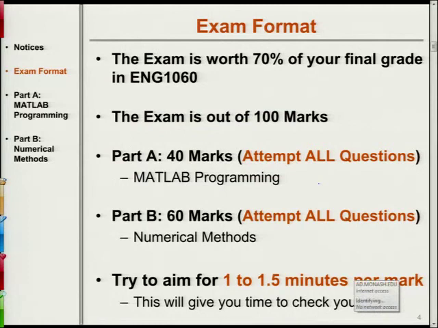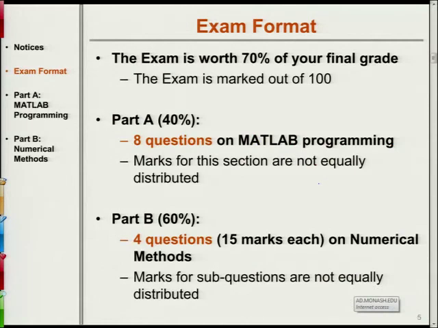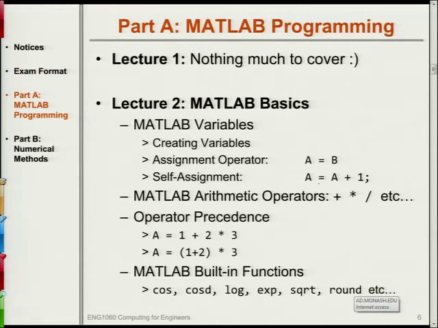The final exam is worth 70% of your final grade. The rest, 30%, is your continuous assessment. Normally Part A has 8 questions and Part B has 4 questions, but it may vary. There is an exam folder on your Moodle site, which provides some past exam papers and also our slides.